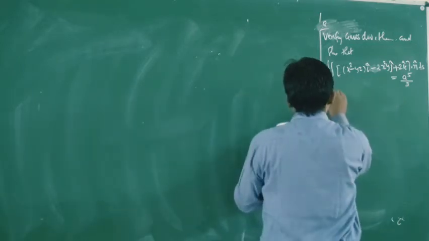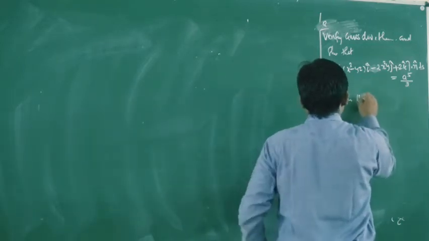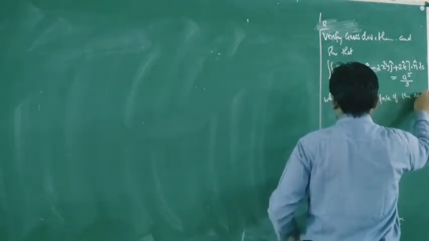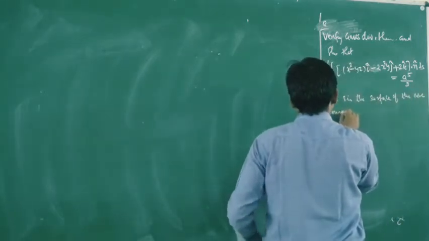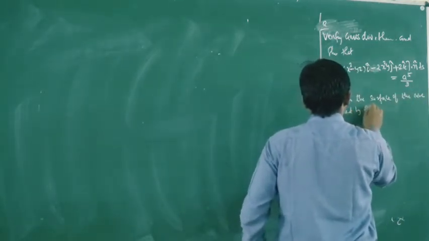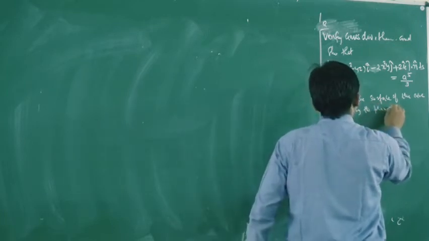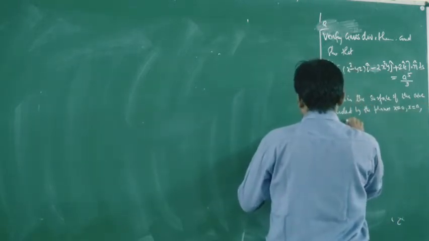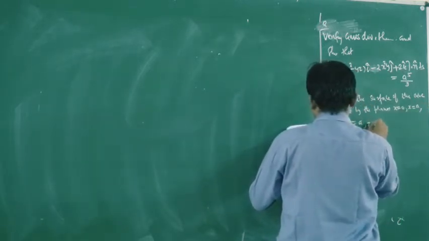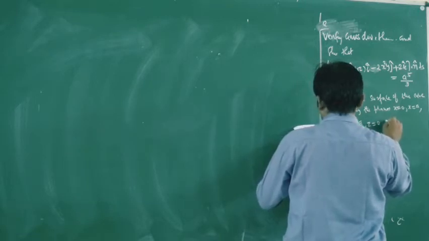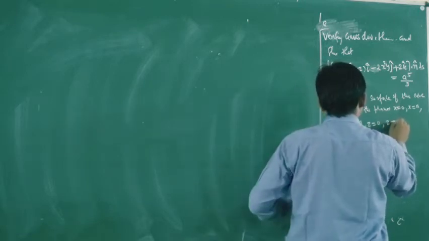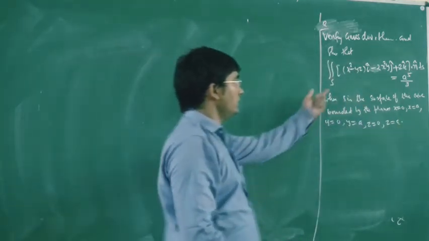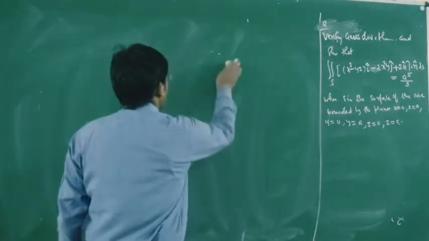where S is the surface of the cube bounded by the planes x equal to 0, x equal to a, y equal to 0, y equal to a, z equal to 0, and z equal to a. So this is our surface. Okay, solution.